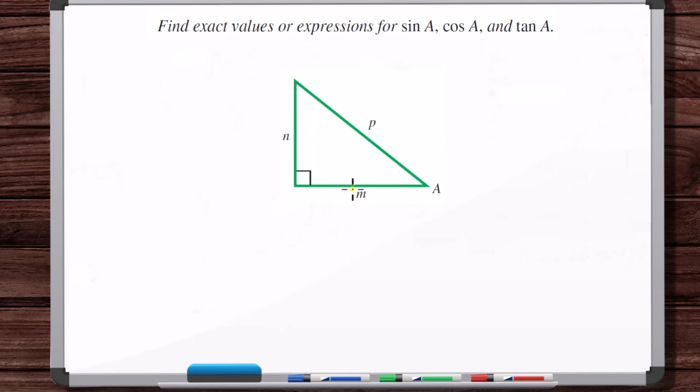They just have the side lengths as variables, but it's the same thing, easy. Sine of A is opposite over hypotenuse. Cosine of A is adjacent over hypotenuse. Tangent of A is equal to opposite over adjacent.